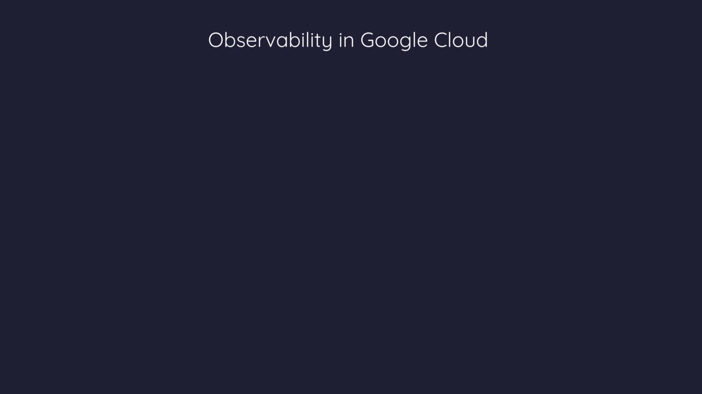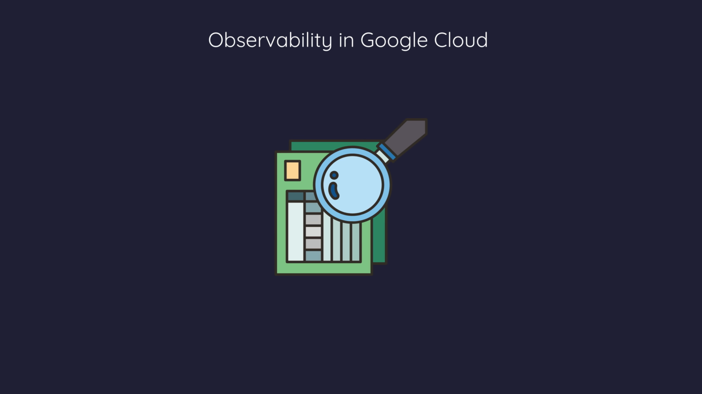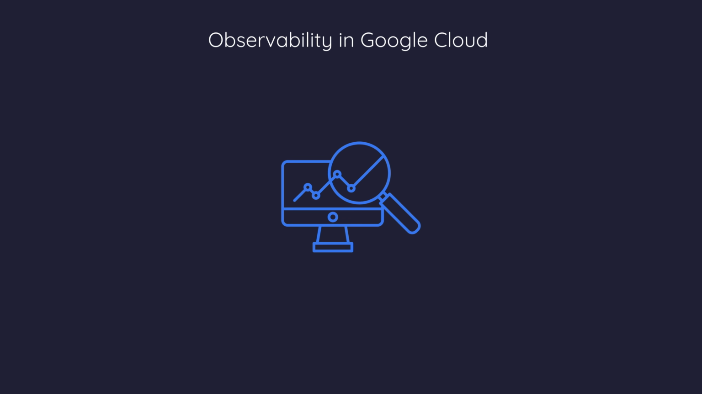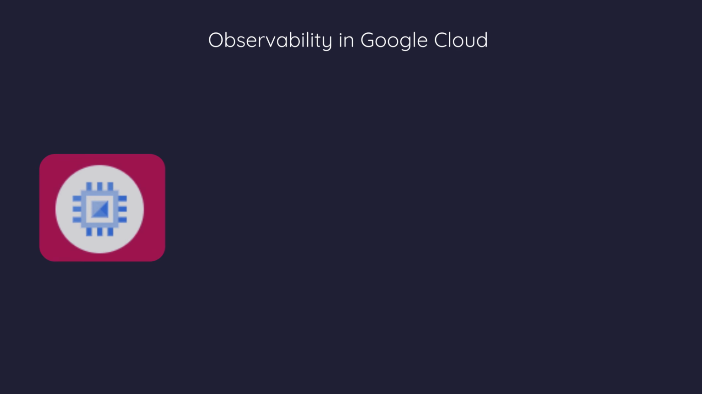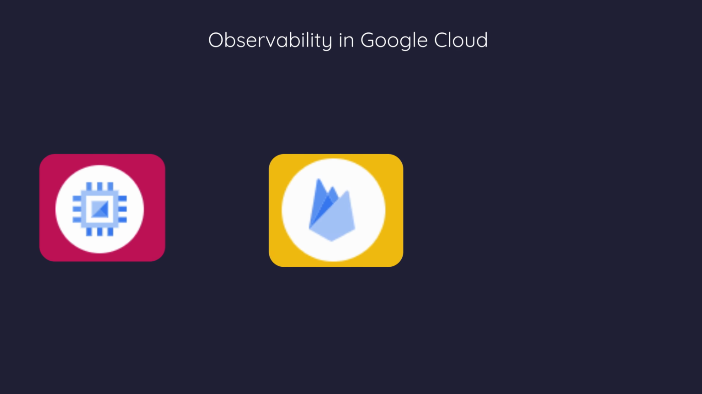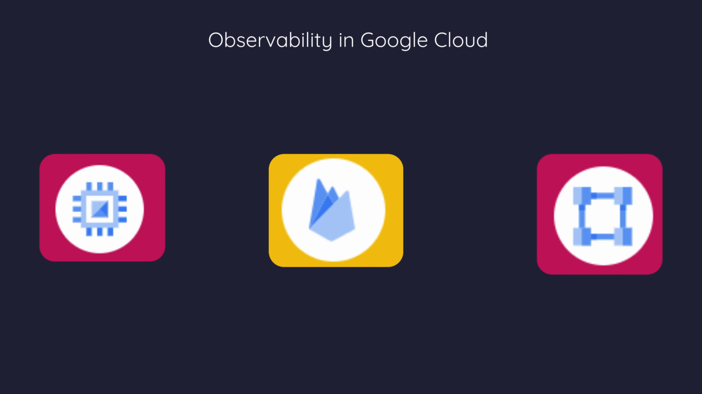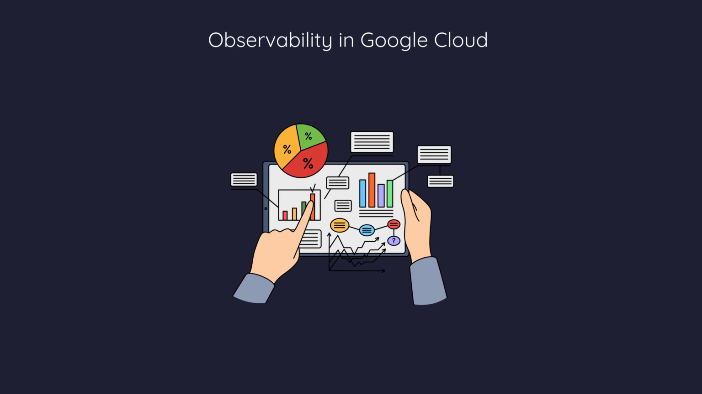First up, let's talk about how to configure Google Cloud Services for observability. Observability is all about ensuring you can monitor and track the health and performance of your resources. Whether it's virtual machines, databases, or networking components, you want to set up monitoring systems that give you real-time insights.